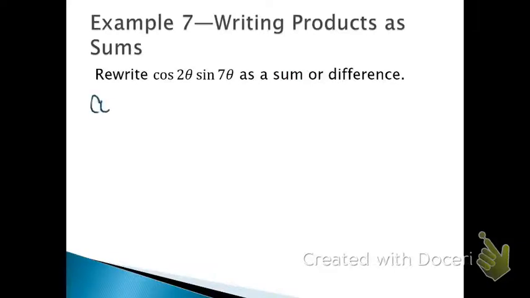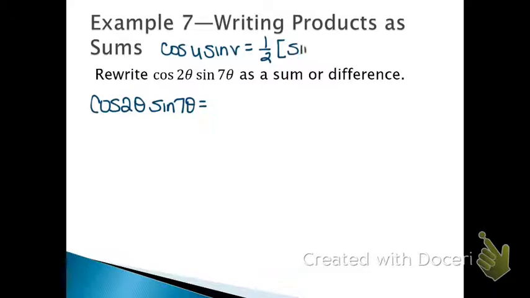All right, so we got cosine of 2 theta times sine of 7 theta. So I'm looking for cosine times sine. So look in your formulas, and you'll see one that says cosine of u, sine of v, and it's equal to 1/2 with a bracket sine of u plus v minus sine of u minus v.